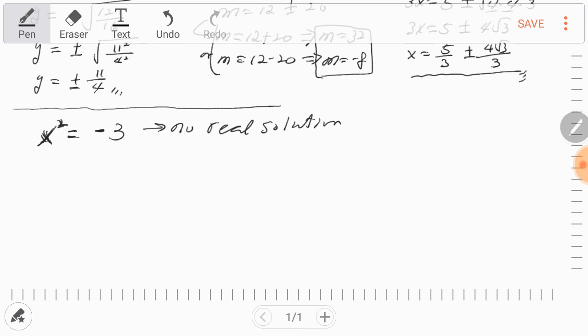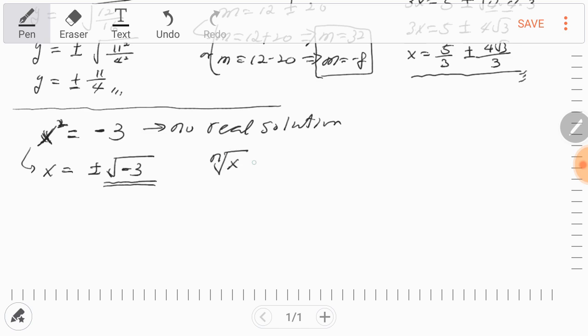But since we learned imaginary numbers, the complex numbers, we can change it using the imaginary unit i. So by using the square root property, x is equal to plus or minus square root of negative 3. Okay, as you can see here, the radical is negative. Remember the index is even.